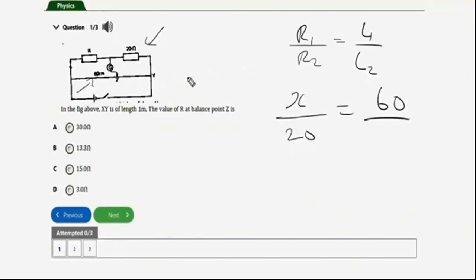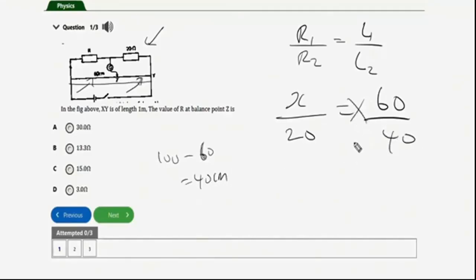Now to get the L2, the value that will be here, remember when we did the meter bridge, we deduced that the sum of the lengths from here to this point is 100 cm. So to get the second length, subtract 60 from 100, which gives you 40 cm. So our L2 will be 40.